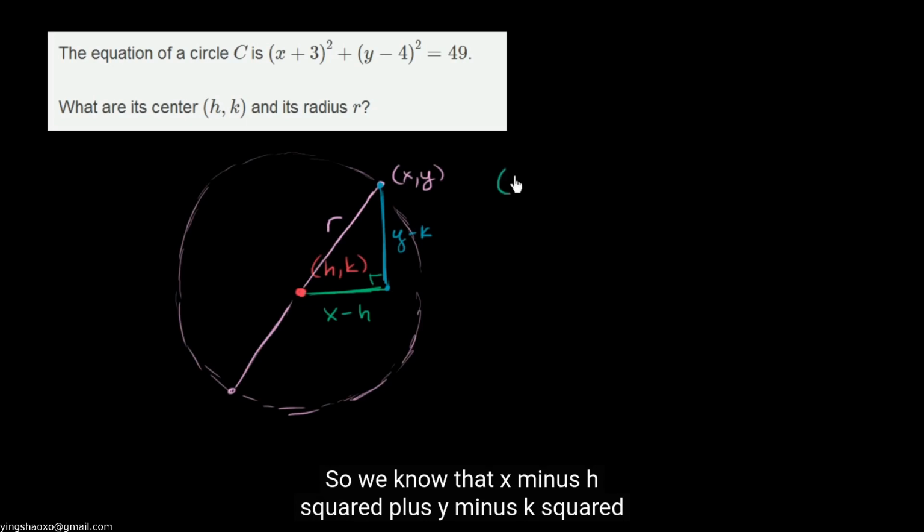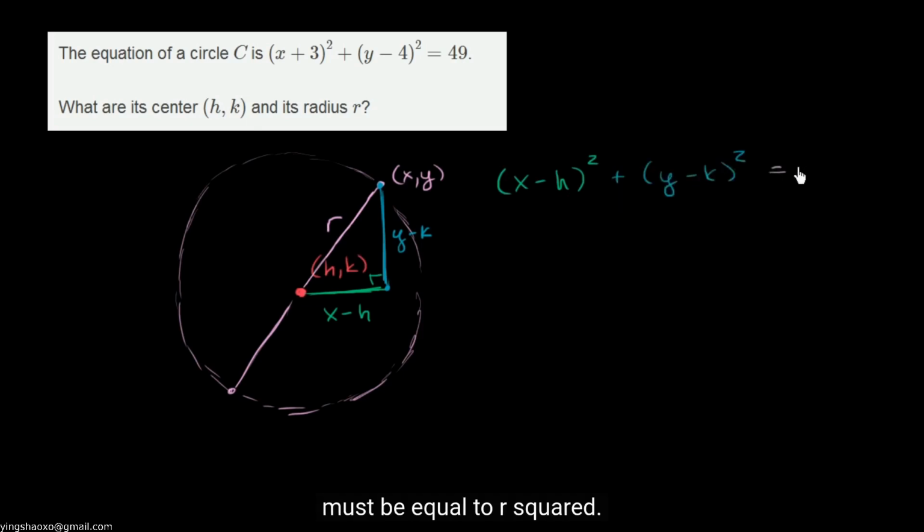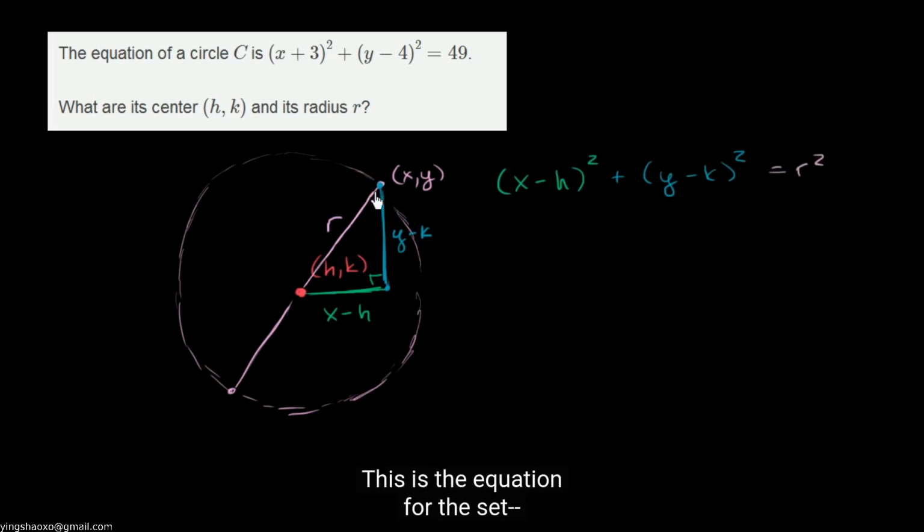So we know that x minus h squared plus y minus k squared must be equal to r squared. This is the equation for the set. This describes any x and y that satisfies this equation will sit on this circle.